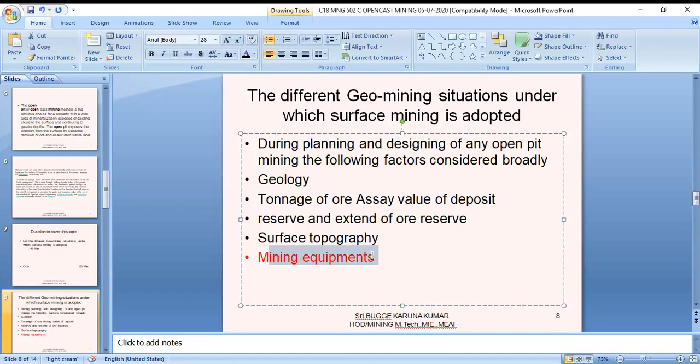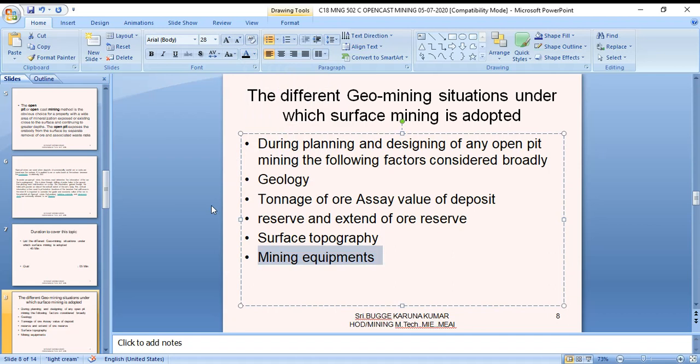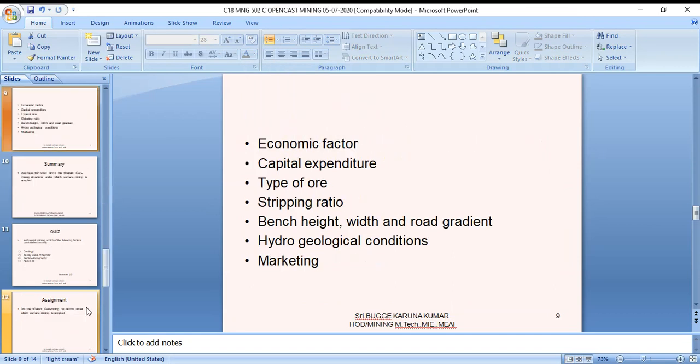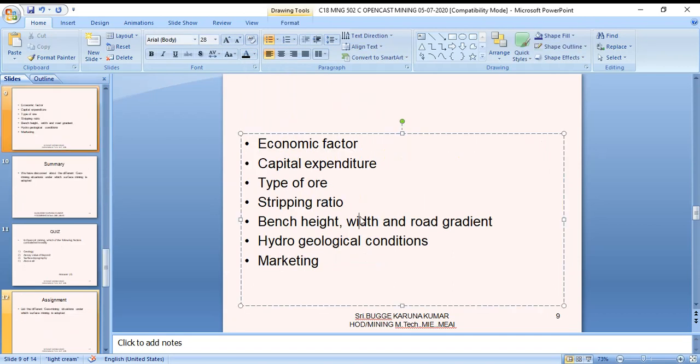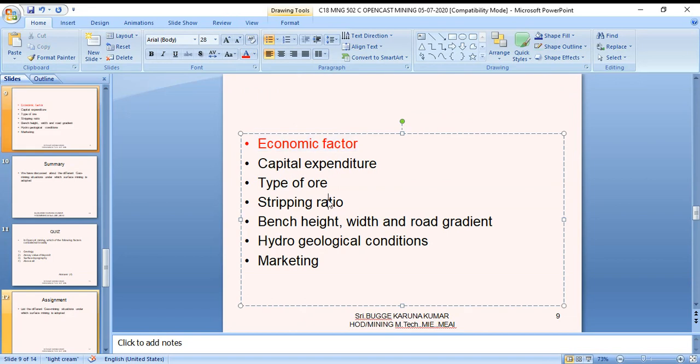Right. Next, I'm going to the next point. Then I go to the next slide. The next point is the economic factors. What are the economic factors? What are the influences for the economic factor?